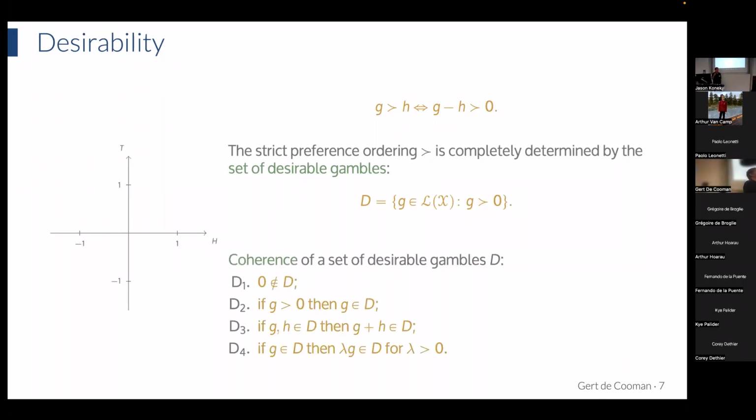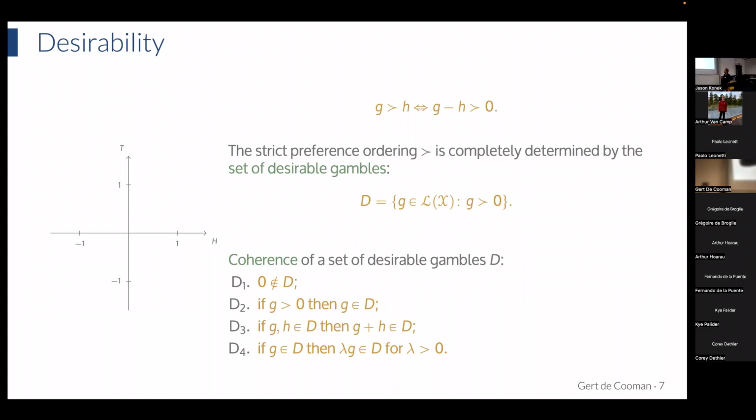Now, remember that I had a number of basic assumptions about this preference ordering. You can derive these 4 axioms, they're actually equivalent to the axioms that I specified before. So the weak ordering axioms, the strict ordering axioms, and the vector ordering are equivalent to these 4 axioms. The first one tells me that 0 is not desirable. 0 is not strictly preferred to itself. That is the irreflexivity condition.